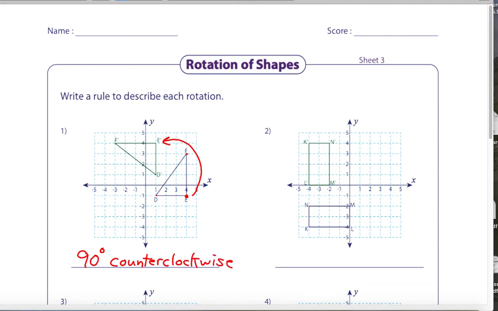And that's it. So you just have to decide, pick one point and decide how many quadrants it is rotating. One quadrant is 90 degrees, two quadrants is 180 degrees. And then is it clockwise or counterclockwise? Okay.